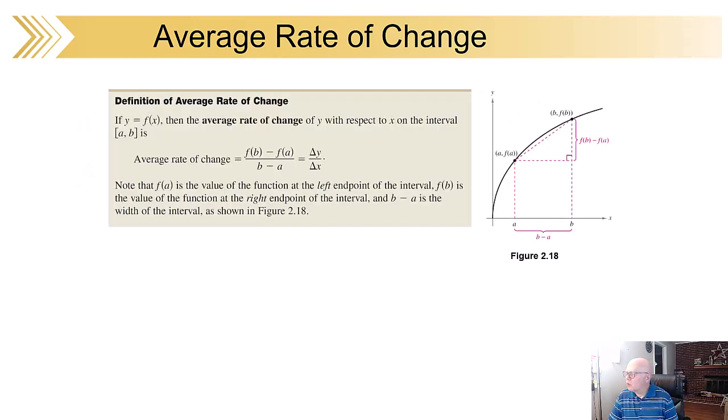So here's what we mean about average rate of change. You've got 2 points. A, f of A, B, f of B. Now remember, f of A just means what's the y value at an x value of A. What's the value of y at an x value of B. The x value goes from an A to someplace B.